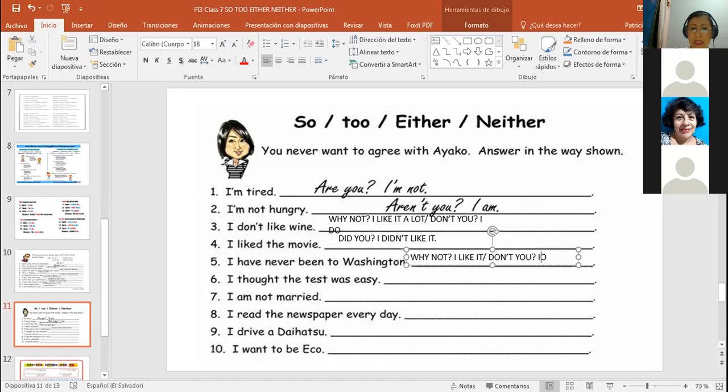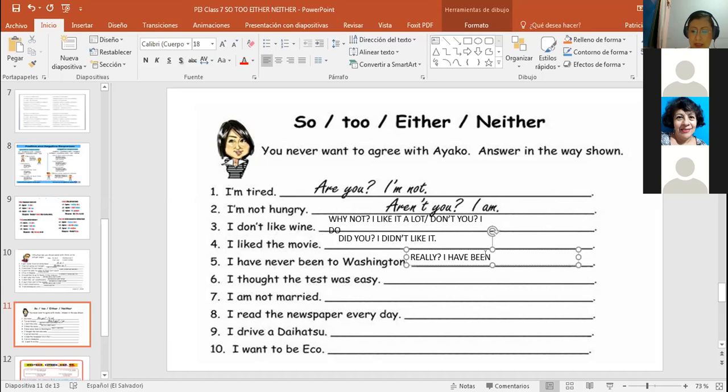Vea qué verbo está utilizando. Really, I was. Okay, really, I... pero never been, nunca has estado. I have been. Okay. Yo sí he estado, ¿verdad? I have been, really, I have been. La otra forma podría haber sido.